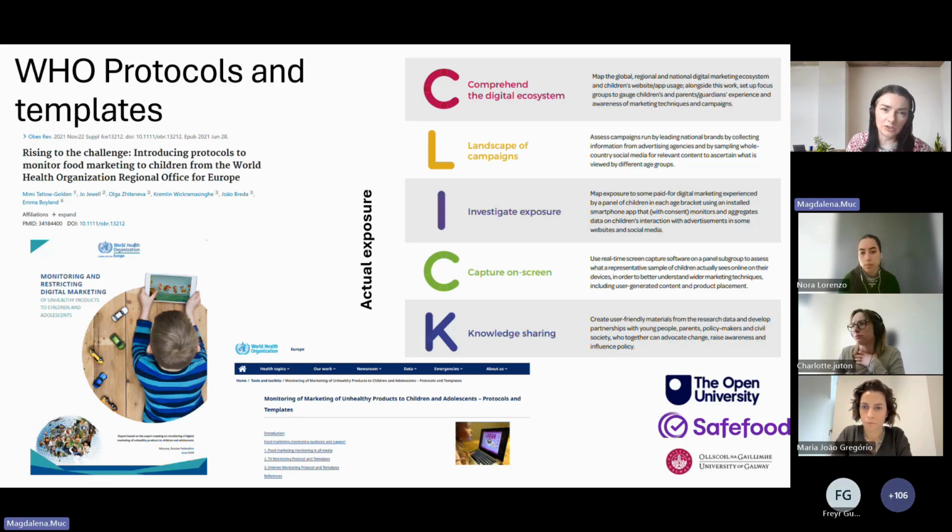The first one is to comprehend the digital ecosystem, so to understand what children's preferred social media are, where children are in digital spaces, and how they use it. The landscape of campaigns is analyzing the campaigns that the brands are preparing to reach the audience and the ways in which they want to appeal. Investigate exposure and capture on screen are the 2 steps that use actual exposure, and they are measuring children's exposure to unhealthy food marketing as they use their devices. And then knowledge exchange is to take this knowledge and make a difference through advocacy and translate it into policy, hopefully.